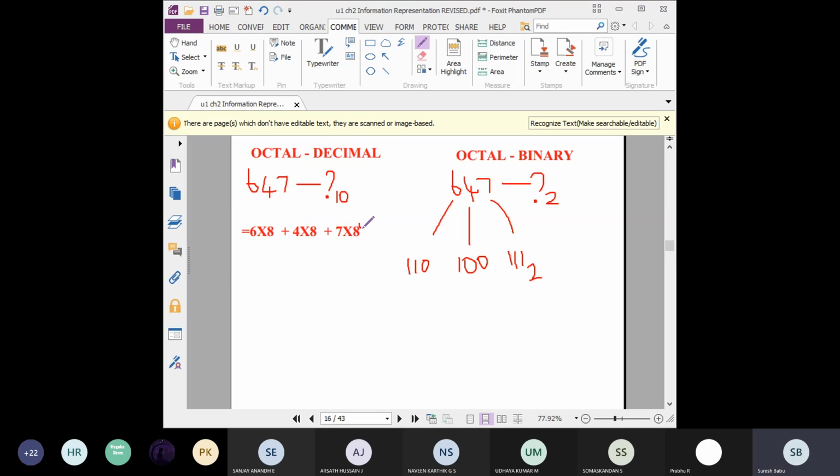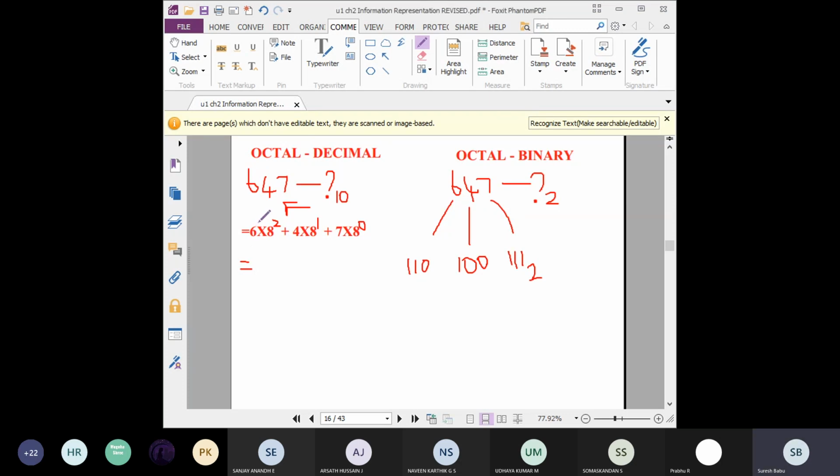Okay, see here, we have to start from the right side. So 7, that is 8 power 0. Then second digit 8 power 1. Then third digit 8 power 2, like this. Okay, so now you do the simplification and add the values, you will get the final answer.